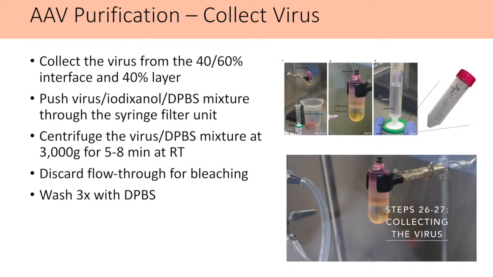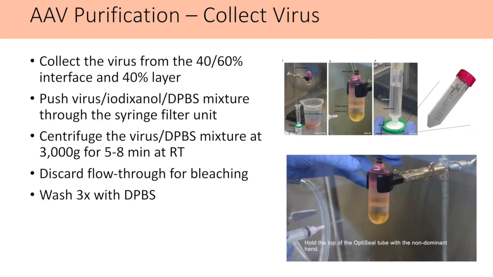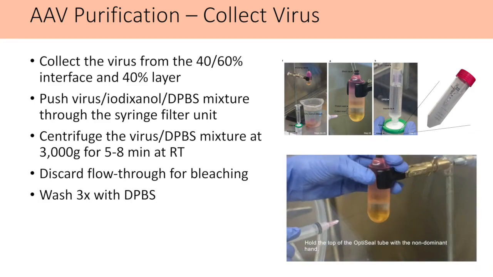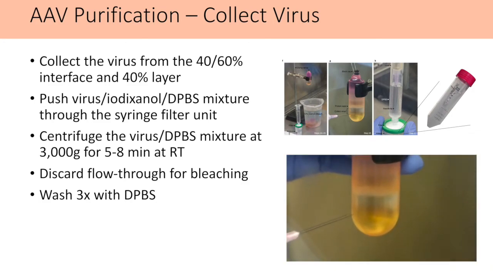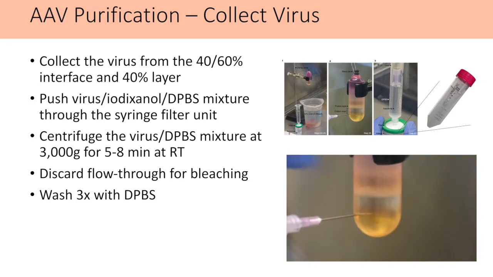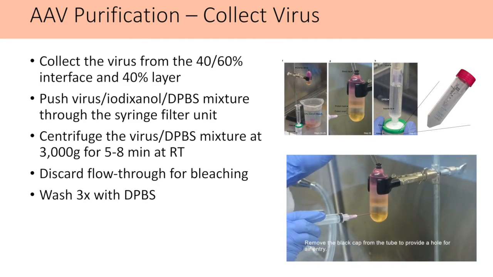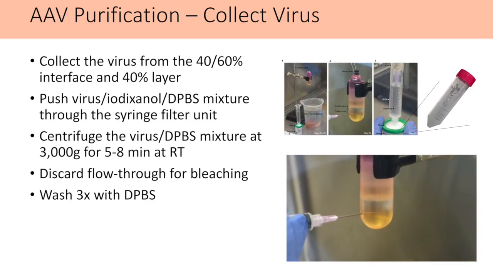After ultracentrifugation, you must extract the virus from the 40 and 60% interface of iodixanol, where it equilibrates during the spin. To do this, you puncture the capsule with a needle right below the interface, and then you'll collect about 4 to 5 mL of this virus.